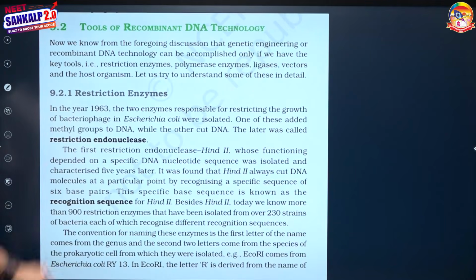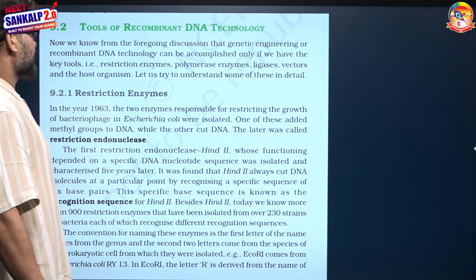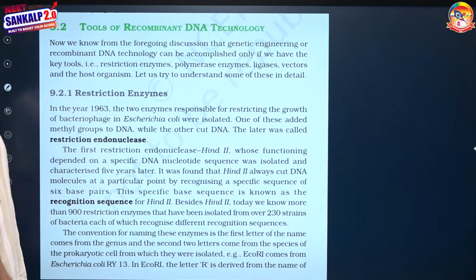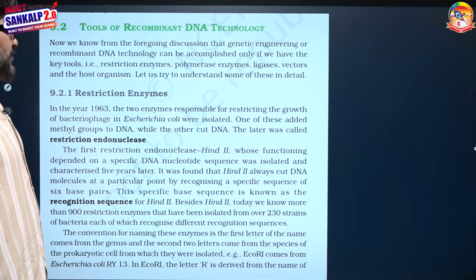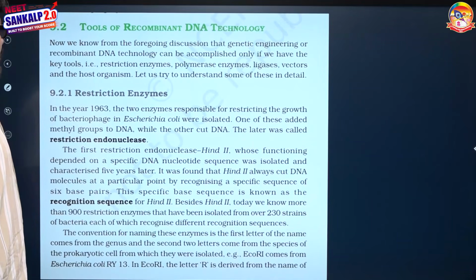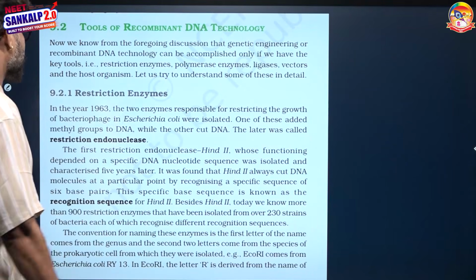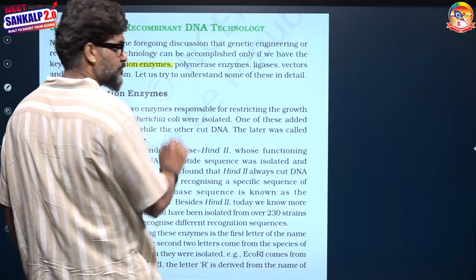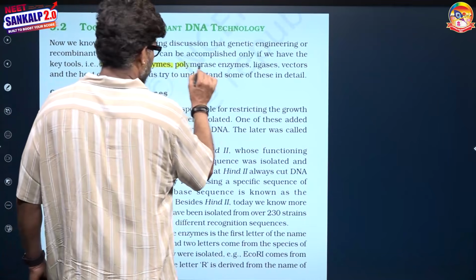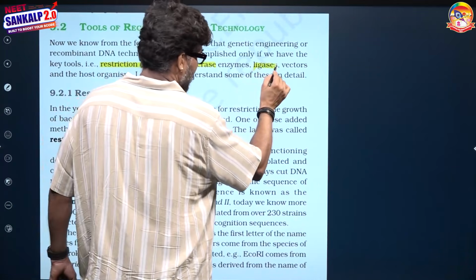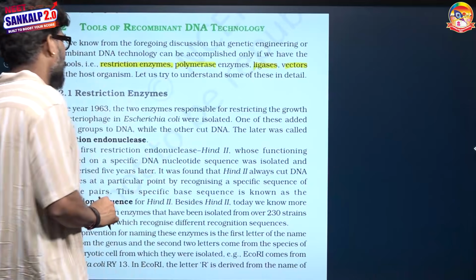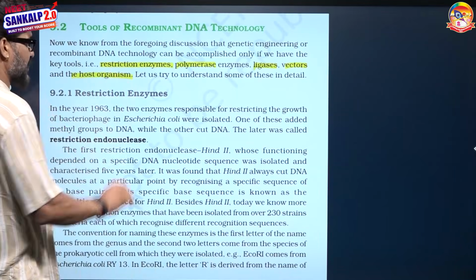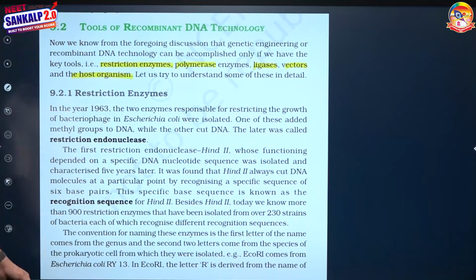Tools of recombinant DNA technology. Now we know from the foregoing discussion that genetic engineering or recombinant technology can be accomplished only if we have key tools. What are they? Restriction endonuclease enzymes, meaning molecular scissors, polymerase enzyme, ligase enzyme and vectors, and the host organism into which the DNA is to be transferred. First of all, restriction endonuclease.